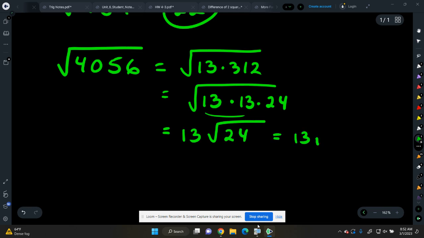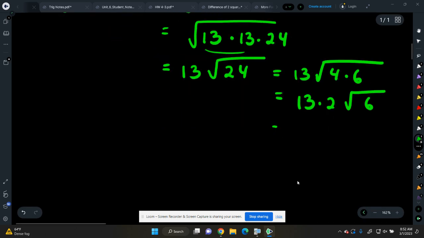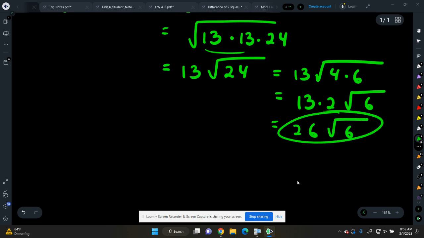Well, 24, that can factor down to 4 times 6. I chose 4 times 6 instead of 3 times 8. Why did I choose 4 times 6? Because 4 is a perfect square, right? I'm looking for those perfect squares. So that brings the square root of 4 is 2. So I end up with 13 times 2, which is 26 times the square root of 6. Okay? I did 24 times 169. That's fine. Yeah, because you're going to get your 4 times 6 and your 13.